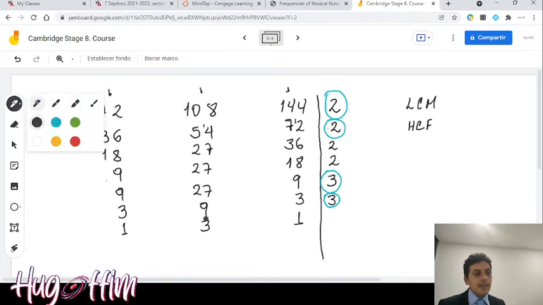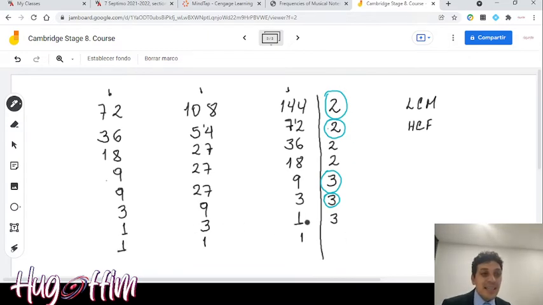And finally, to complete our prime factorization, I'm going to divide by 3. 3 divided by 3 is 1. And in this way, we have our complete prime factoring. Now you may ask, why do we have this prime factoring? What is this prime factoring useful for? To find out the highest common factor and the LCM.